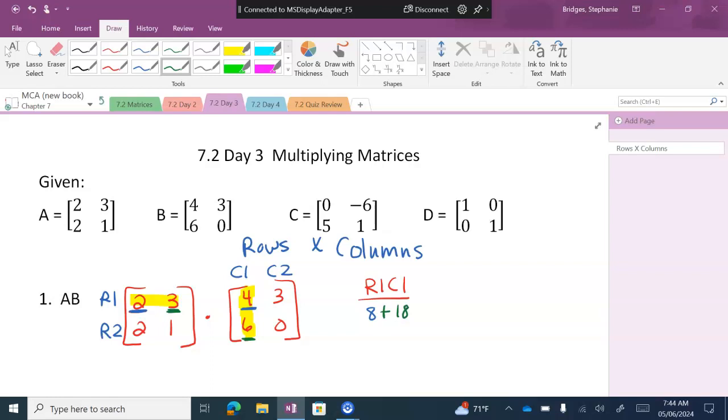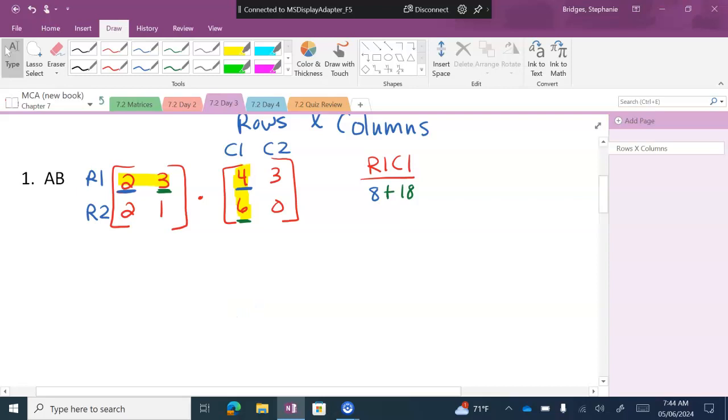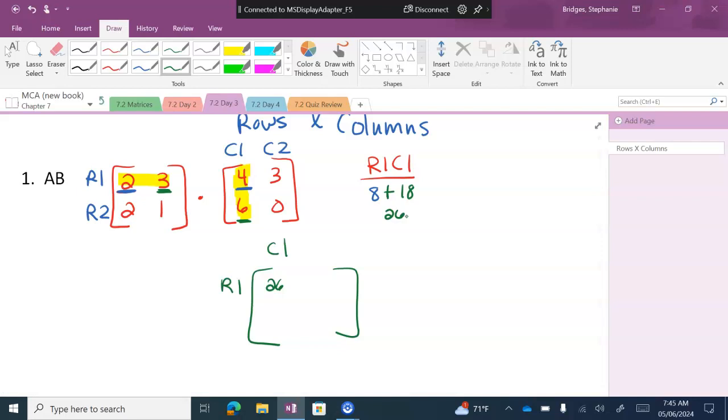What is 8 plus 18? 26. So what I'm going to do is in my answer, in row 1, column 1, I'm going to put 26, okay, because that's what I got from multiplying those numbers. Everybody okay with that?